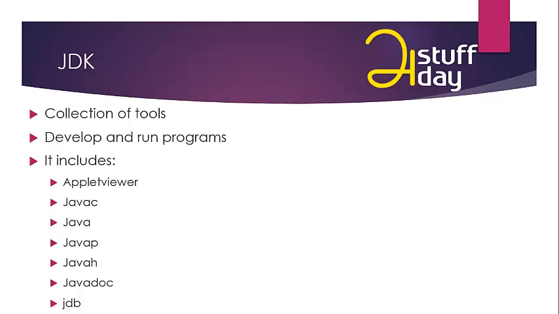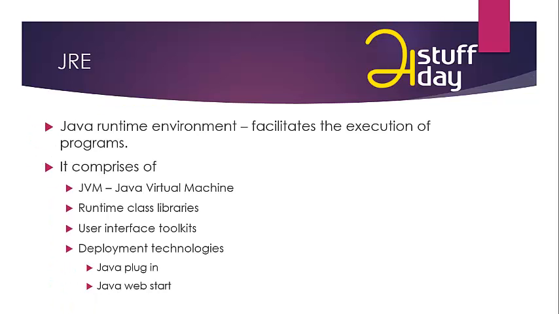javap refers to the Java disassembler, which enables us to convert bytecode files into a program description. And javah refers to Java header files. It produces header files for use with native methods. And javadoc creates HTML format documentation from Java source code files. What do you mean by JDB? JDB refers to the Java debugger, which helps us to find errors in our programs.